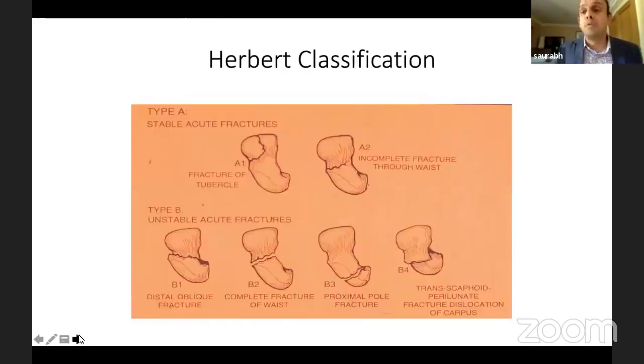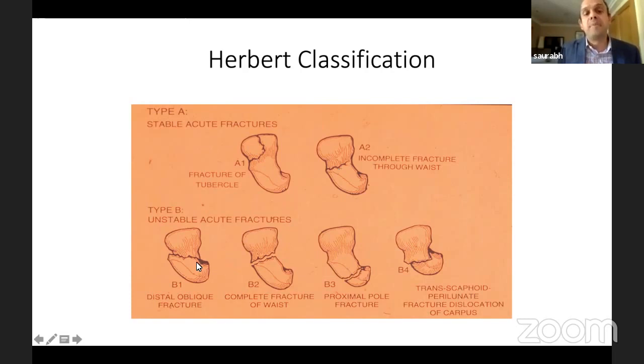I'm not going to go into a lot more theory because, as I said, there's a lot to discuss here. Theory, I'm sure all of you know. Just very briefly, Herbert classification. Type A is stable fractures. A1 is a tubercle fracture. A2 will be any incomplete waist fracture.